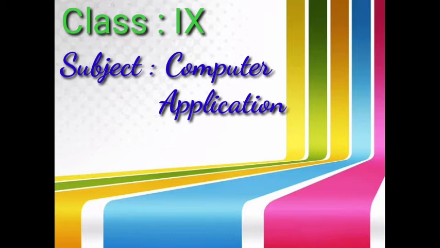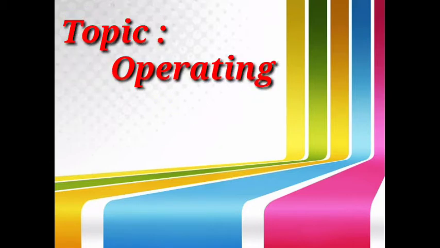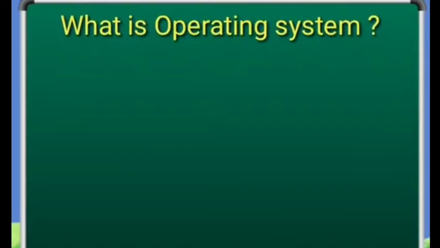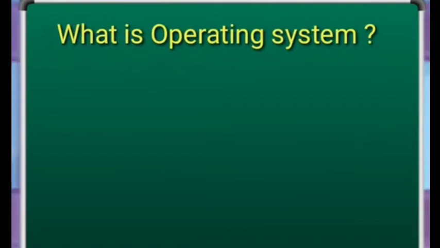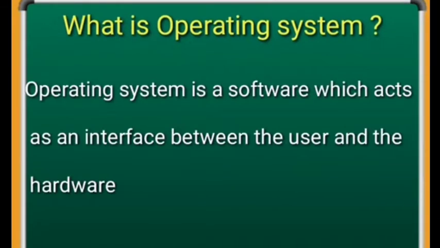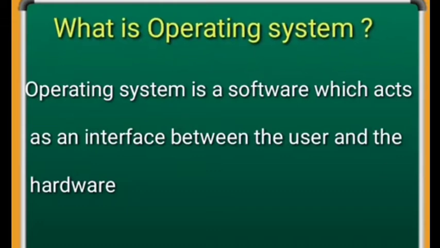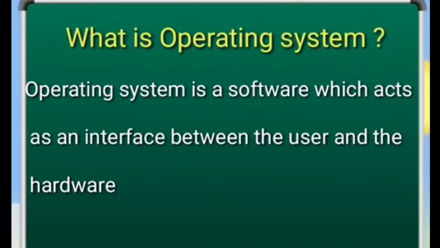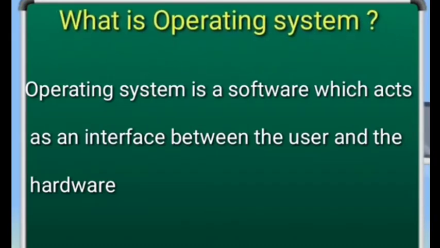So, today in the revision tour, I am going to discuss the operating system and its role. Let us first discuss what an operating system is. An operating system is a software which acts as an interface between the user and the hardware. It's a kind of software we all know. Now, how does it connect the user and hardware?